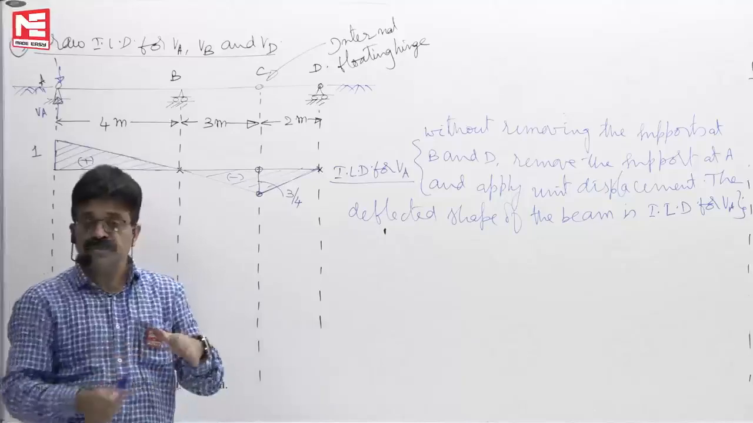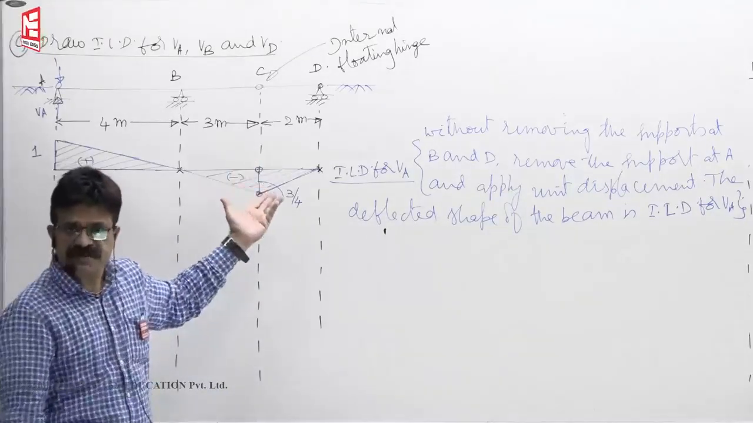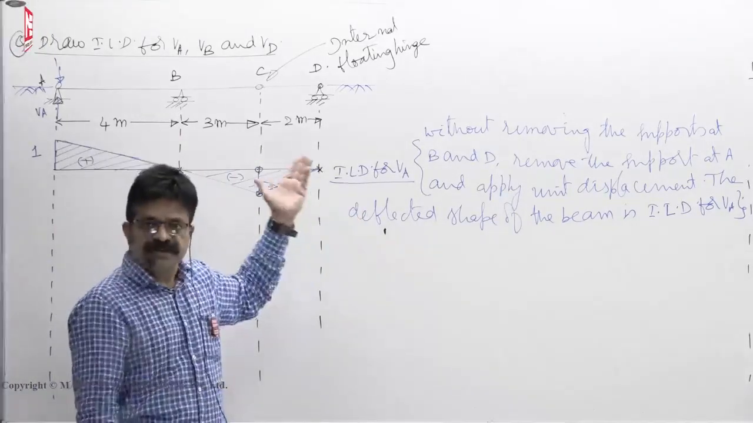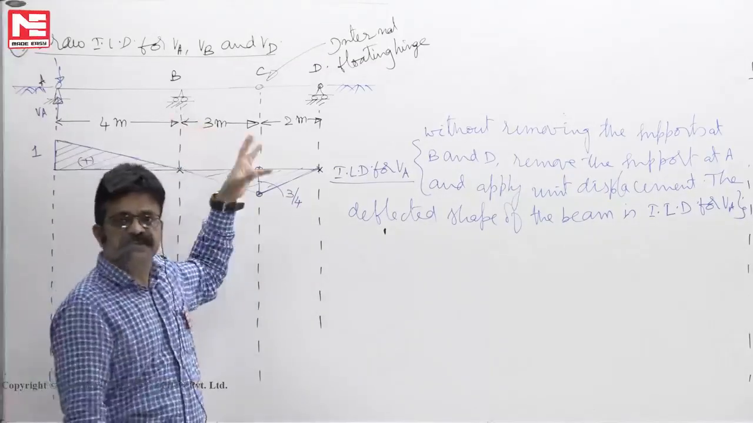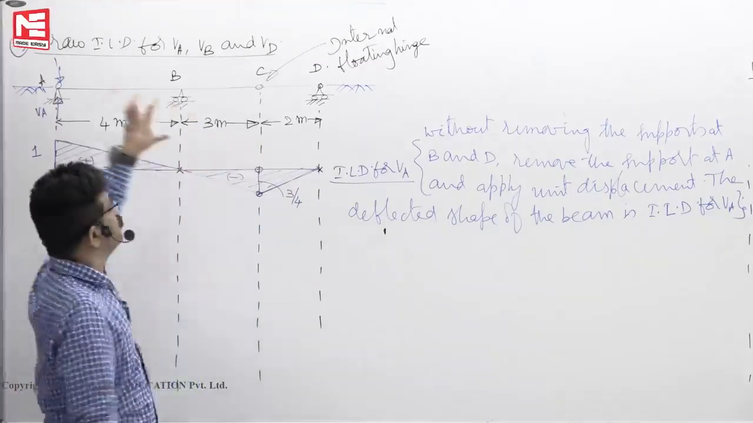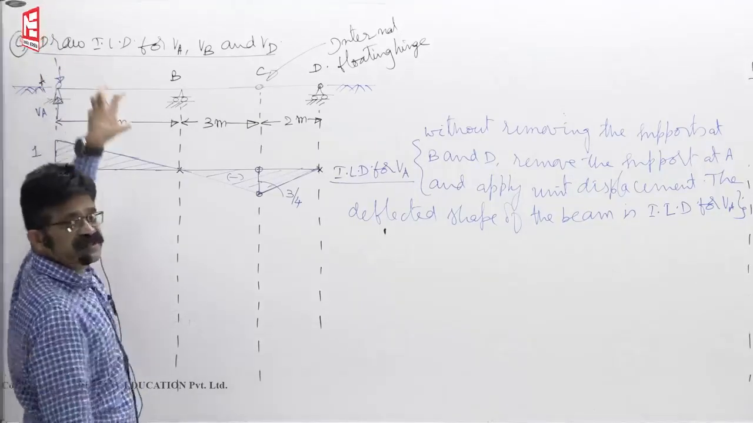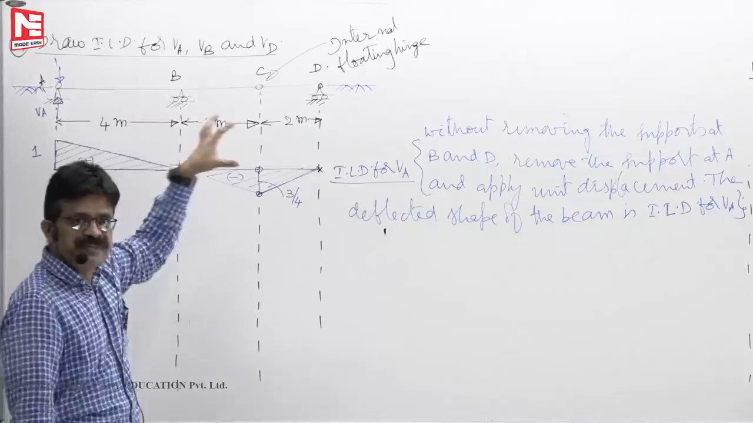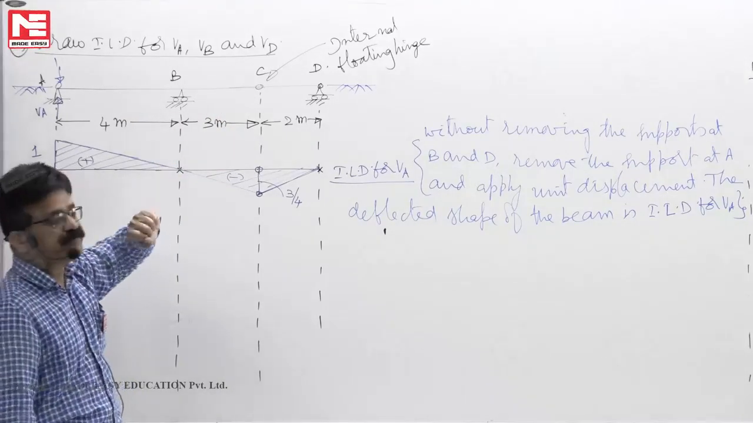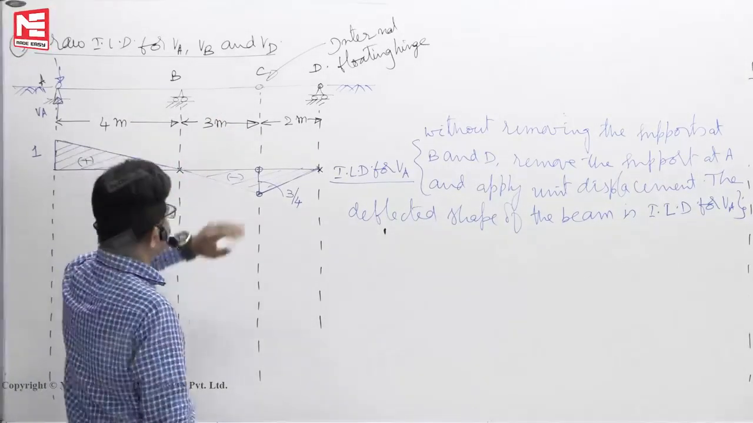So to know whether it is subjected to stress reversal or not, first you have to draw the ILD. This ILD will tell you whether it is subjected to reversal of stress or not. The support at A is subjected to stress reversal. That means the pin is subjected to stress reversal. You must design the pin for that. Okay. So such information you will know.